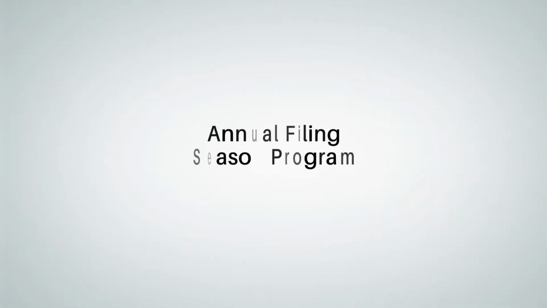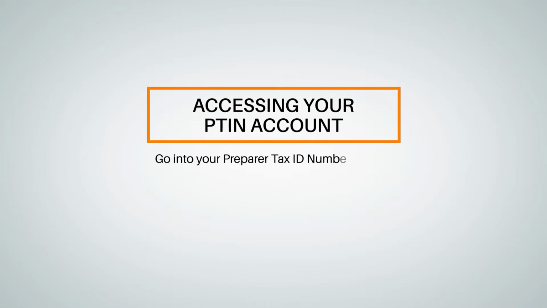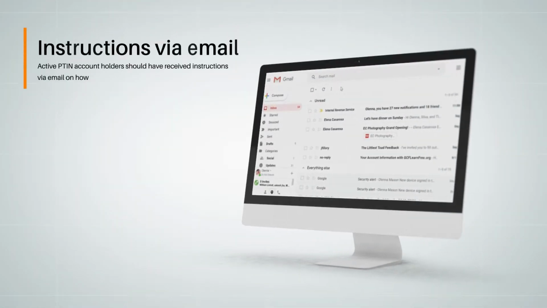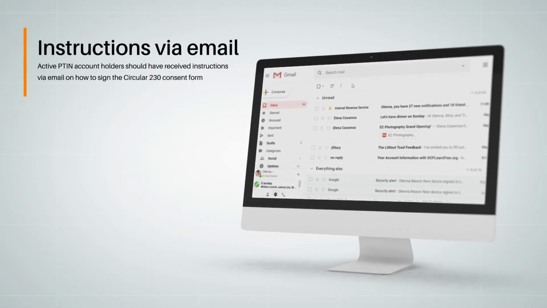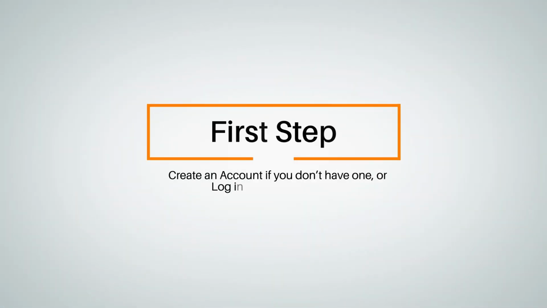In order to participate in the annual filing season program for non-credentialed returning preparers, you must go into your Preparer Tax ID number account and sign the Circular 230 consent statement. If you haven't done this, let's briefly walk you through the process. Active PTIN account holders should have received instructions via email on how to sign the Circular 230 consent form. If you don't have an active online PTIN account, that should be your first step.